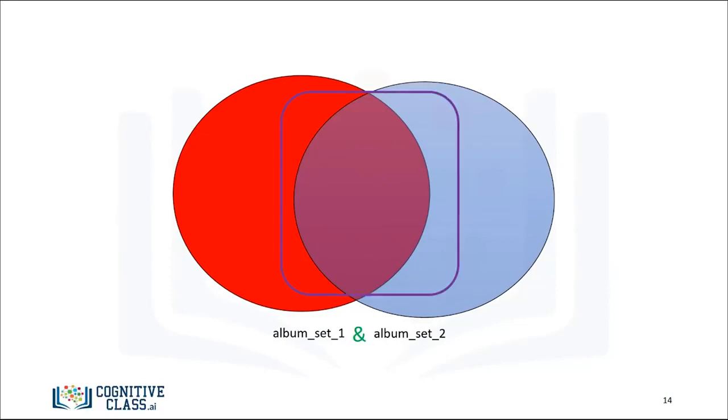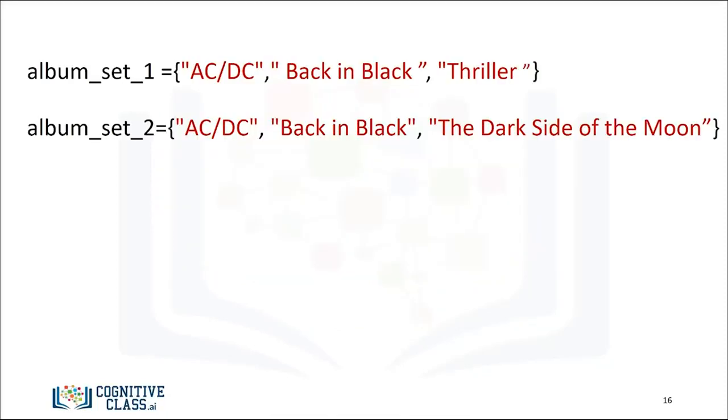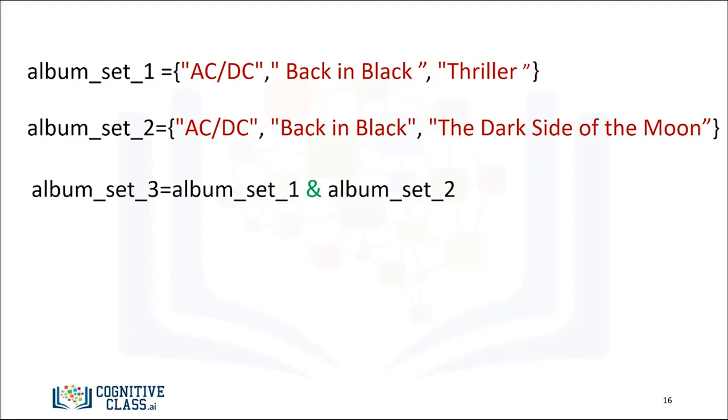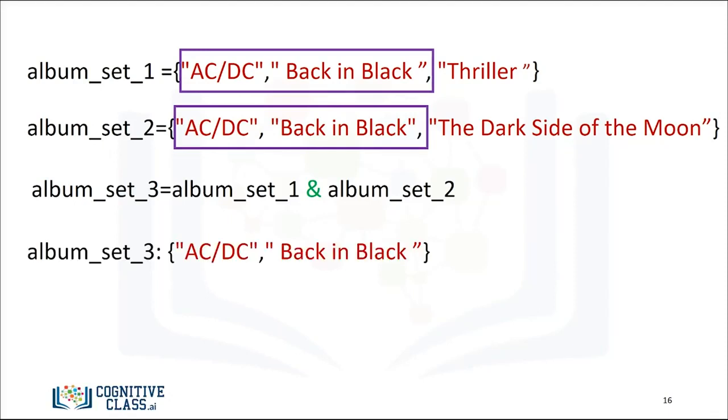As the overlap is comprised of the red circle and blue circle, we define the intersection in terms of AND. In Python, we use an ampersand to find the intersection of two sets. If we overlay the values of the set over the circle, placing the common elements in the overlapping area, we see the correspondence. After applying the intersection operation, all the items that are not in both sets disappear. In Python, we simply just place the ampersand between the two sets. We see that both AC/DC and Back in Black are in both sets. The result is a new set, album set 3, containing the elements in both album set 1 and album set 2.